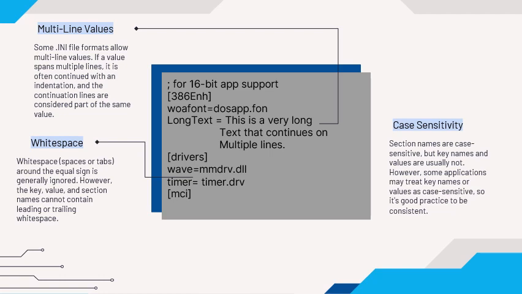However, it's important to note that key, value and section names cannot contain leading or trailing white space. Now, a point worth remembering is case sensitivity. While section names are case sensitive, key names and values are usually not. However, to ensure compatibility, it's good practice to maintain consistency, as some applications might treat key names or values as case sensitive.